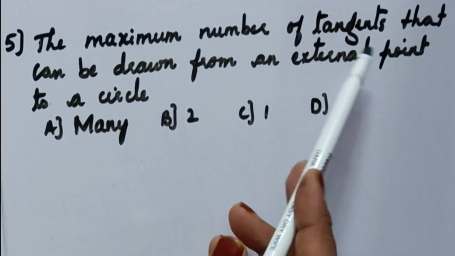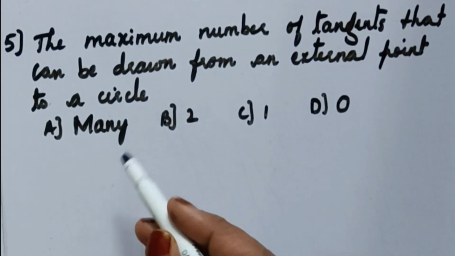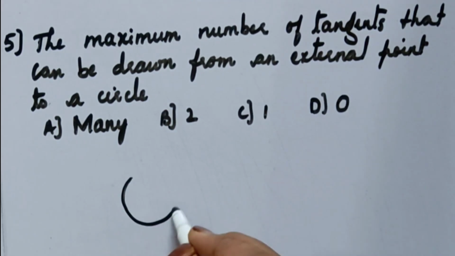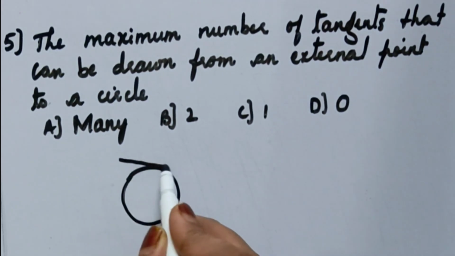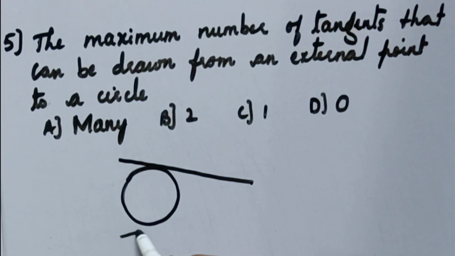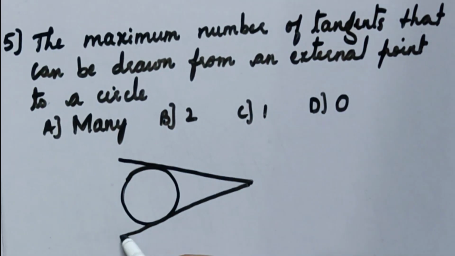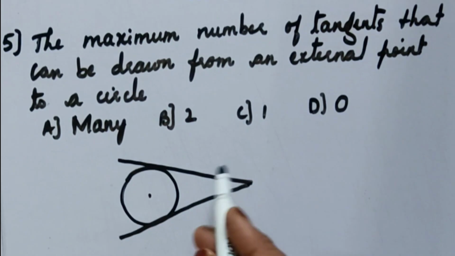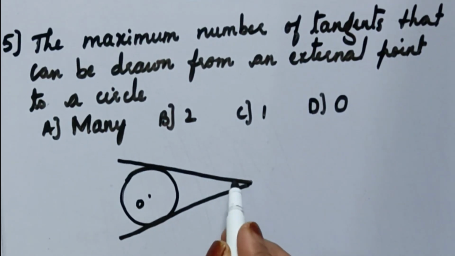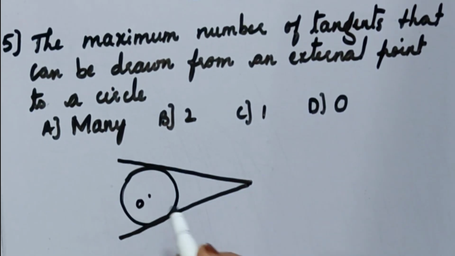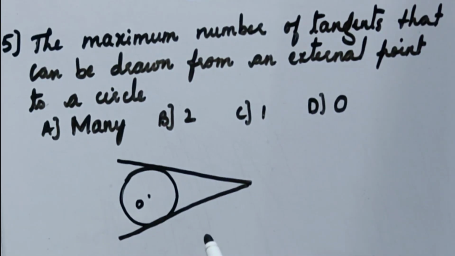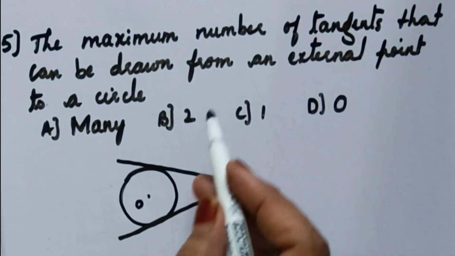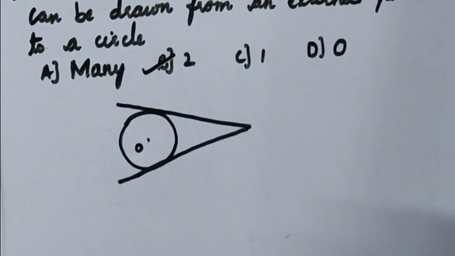The maximum number of tangents that can be drawn from an external point to a circle. This is a circle. From the external point, we can draw just two tangents. So only two tangents can be drawn to a circle. If we want to draw more, it will become a secant because it will pass through the circle at two distinct points. So option B is correct.